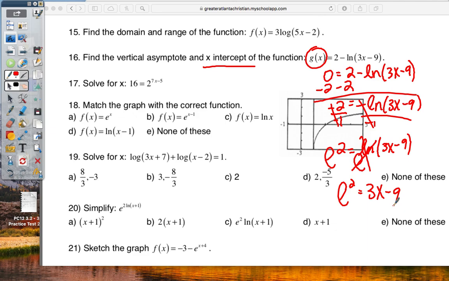Sophia, what did we get there? 5.46. Perfect, thank you. It's not as bad as it looks, right? Just trying to get the ln by itself or the log or the exponential and then go ahead and start solving from there. Cool beans.